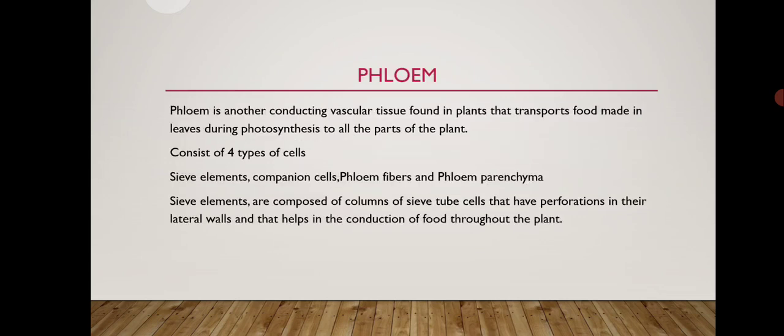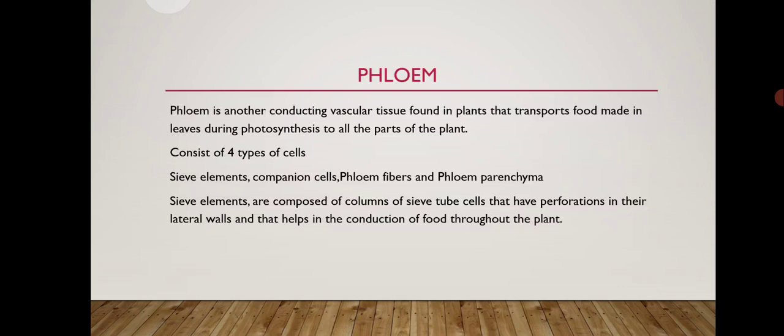And another one is phloem. Phloem is another conducting vascular tissue found in plants that transfers food made in leaves during photosynthesis to all the parts of the plant. They are carriers. They carry food from leaves to many parts of the plant. They also consist of four types of cells. They are sieve elements, companion cells, phloem fibers and phloem parenchyma.